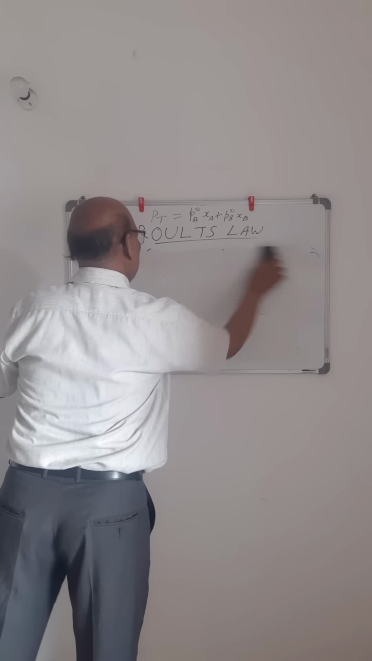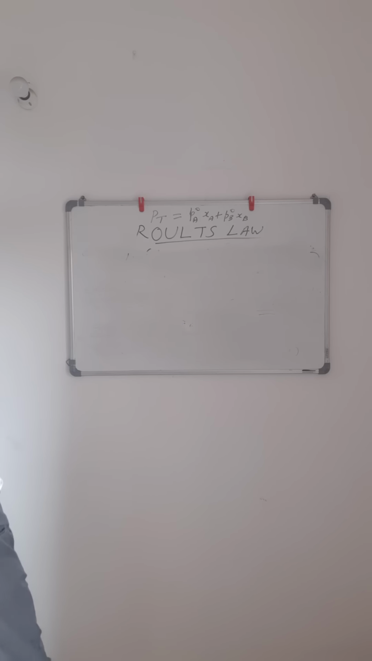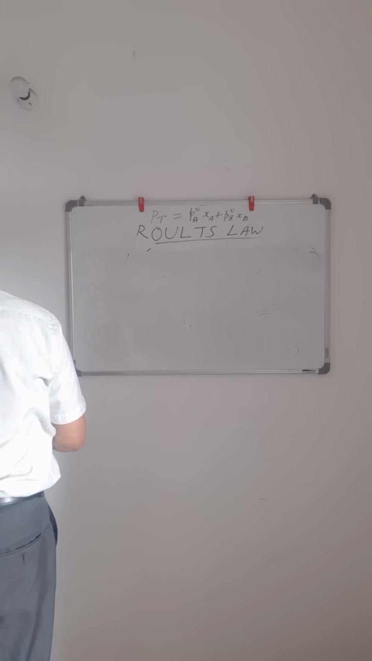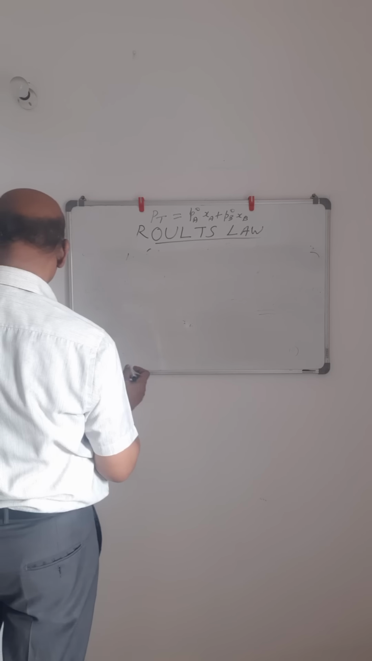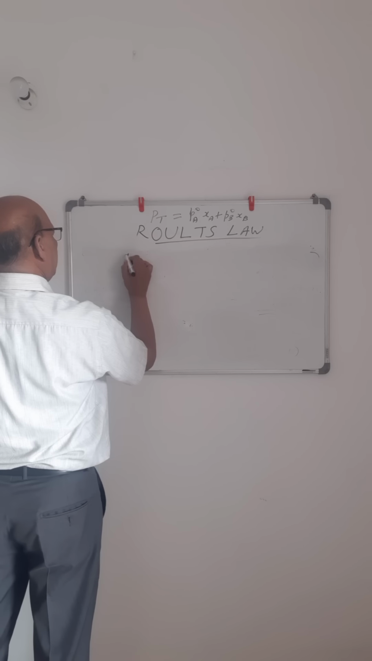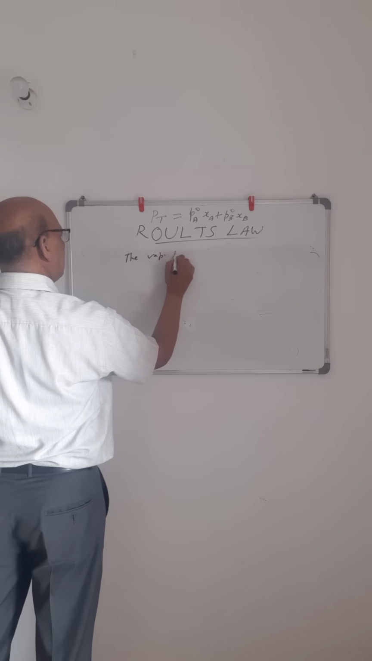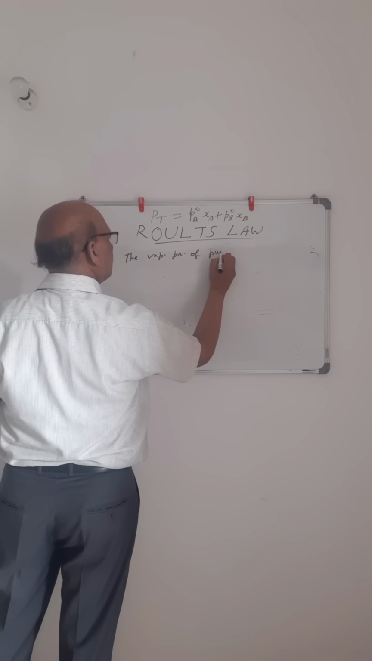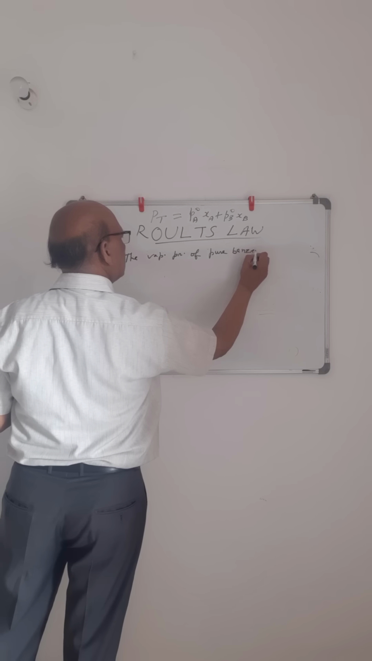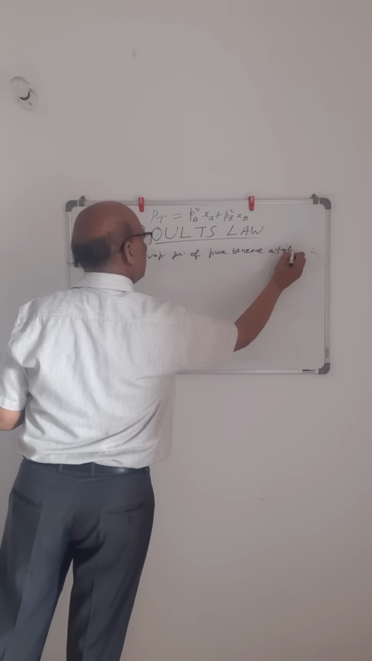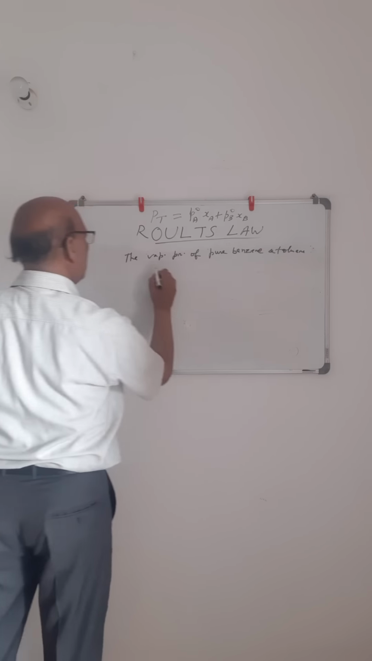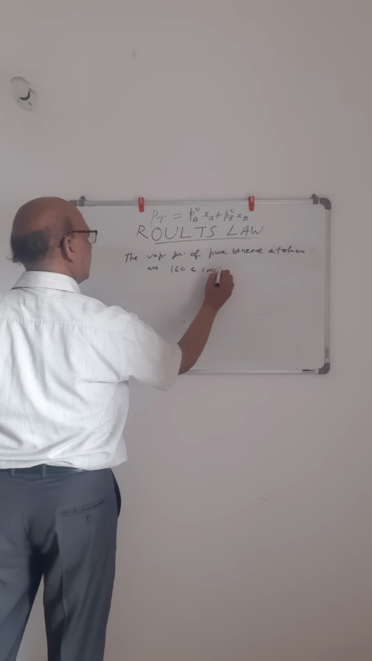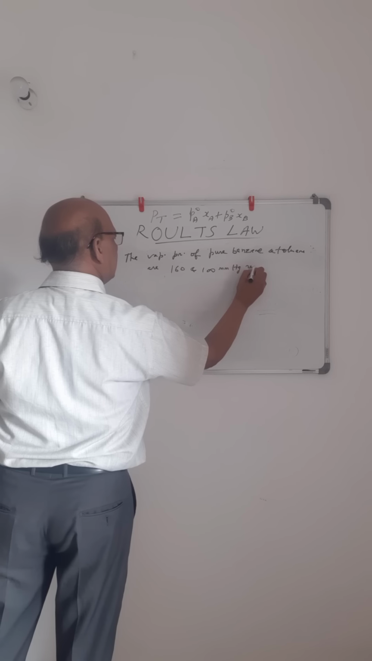Now I take one more example, which says that it is given that the vapor pressure of pure benzene and toluene are 160 and 100 mmHg respectively.